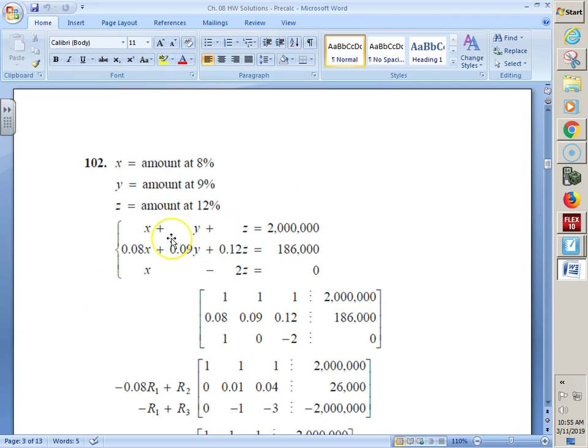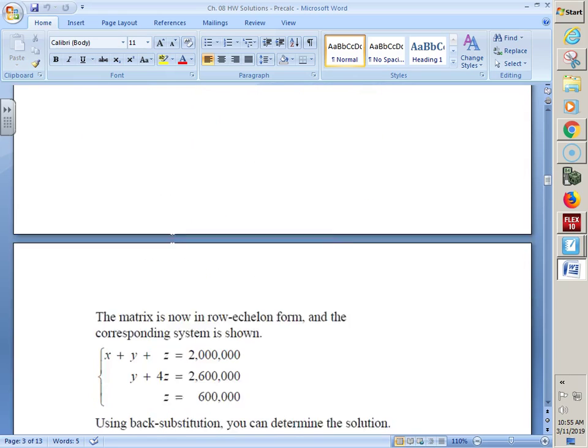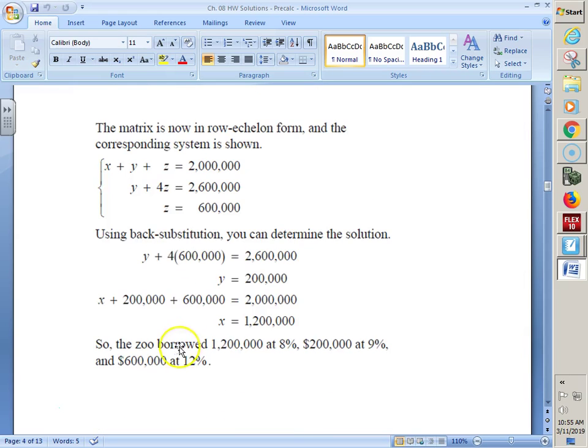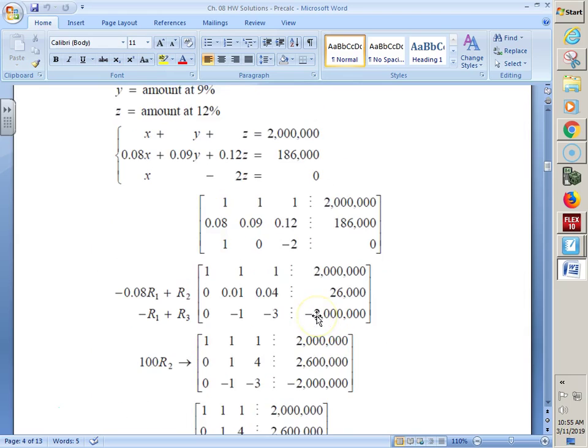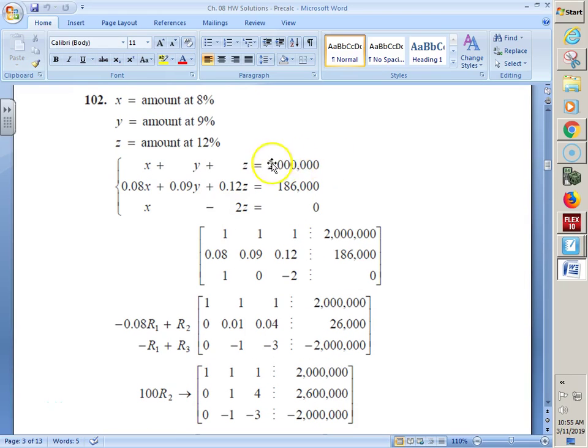And this was the zoo borrowing, right? Yeah, this was the zoo borrowing money to add up to $2 million, which is what they needed. They weren't able to get the full $2 million at these lower interest rates. So they took out as much as they could with the 8%, as much as they could with the 9, as much as they could with the 12. All three loan amounts had to add up to the $2 million that they were taking out.